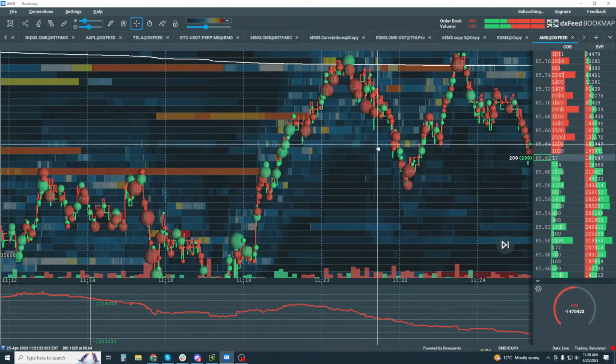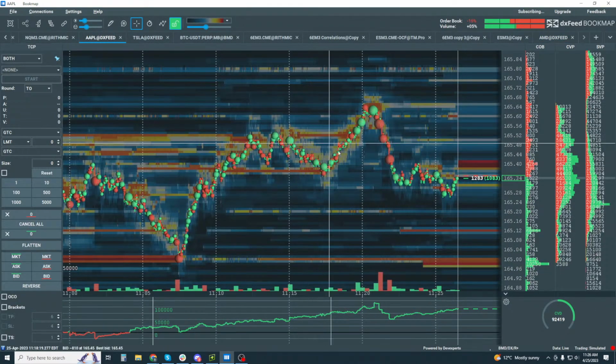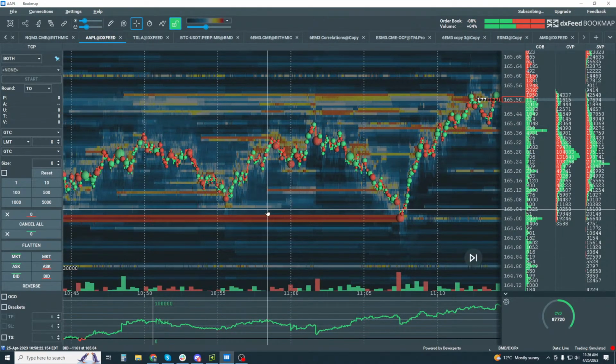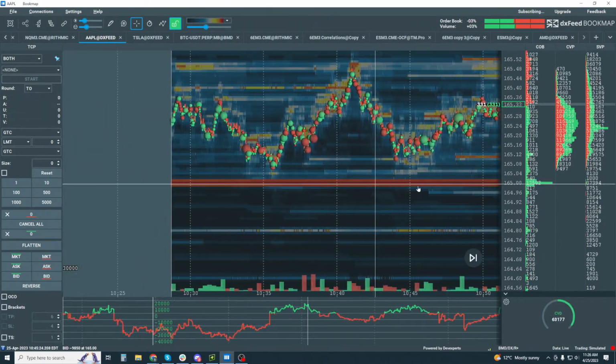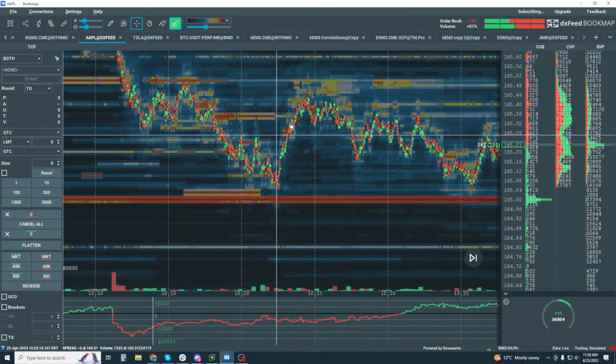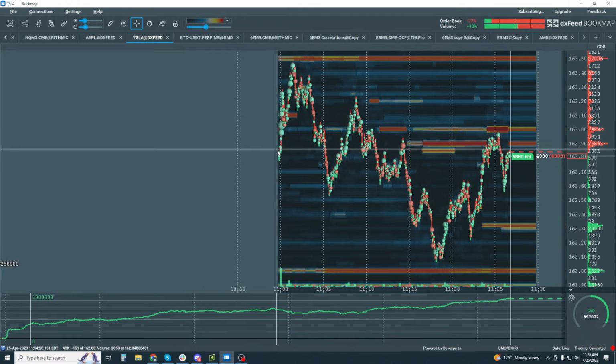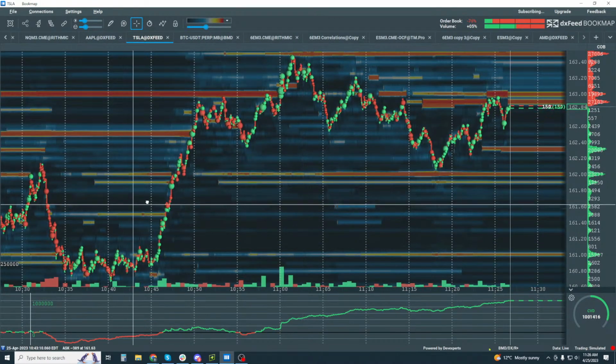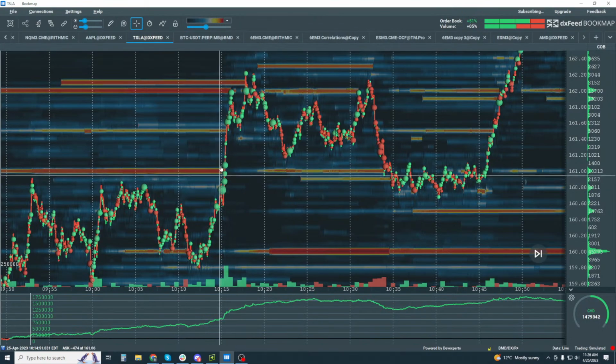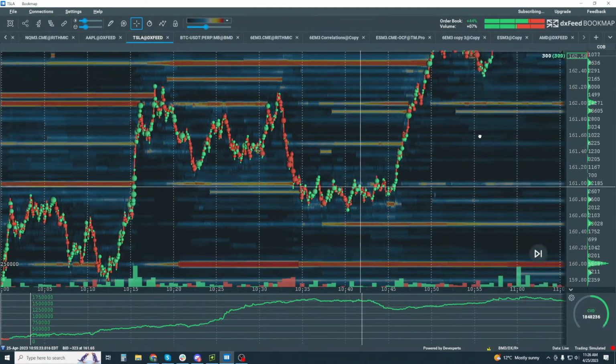Yeah, I don't see it. Maybe we can see it in Apple, because it happens a lot in all stocks. Maybe in here. How about Tesla? No, it seems to be behaving pretty well in here.